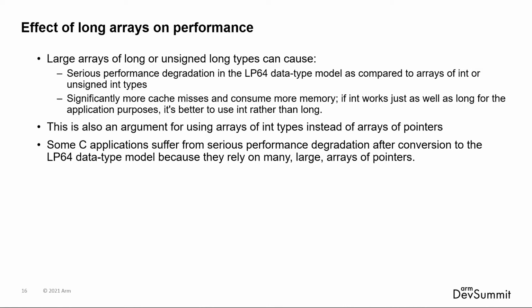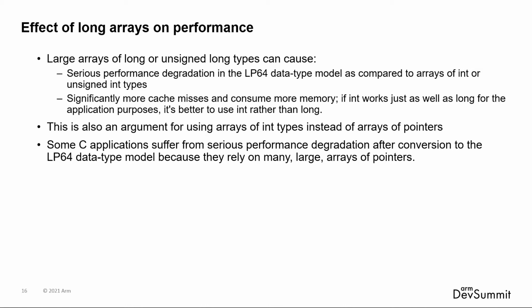This can cause large arrays of long or unsigned long types to cause serious performance degradation in the LP64 data type model as compared to arrays of int or unsigned int types. Large arrays of long types can cause significantly more cache misses and consume more memory. Therefore, if int works just as well as long for the application purposes, it's better to use int rather than long. This is also an argument for using arrays of int types instead of arrays of pointers.